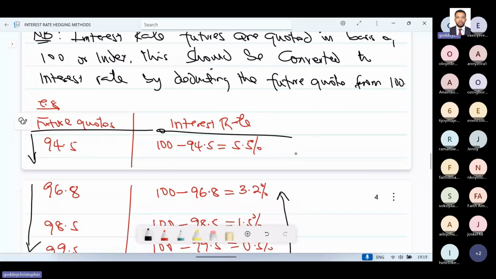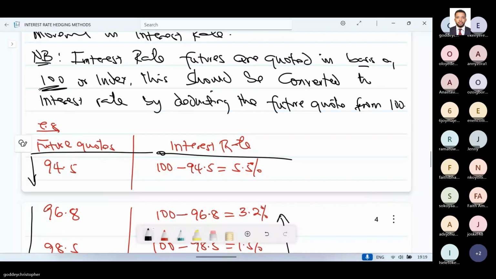They're all in indices, right? On a basis of 100. They are just like this, 94.5, but it's for every 100. That's what I'm saying. So if you take it out of 100, it gives you the relevant percentage in interest. That's the first characteristic, right?